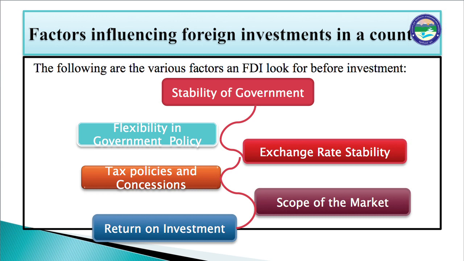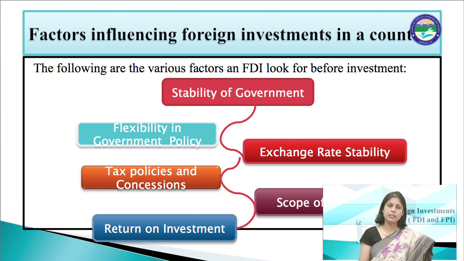So the various factors an FDI looks for before investments are stability of government. A stable government is a prerequisite for any investment. Any foreign investor will always look for a government which is supporting investment and which will not take any steps that are anti-investment. The investor should not have any fear of takeover by the government. This will enable him to go for expansion.